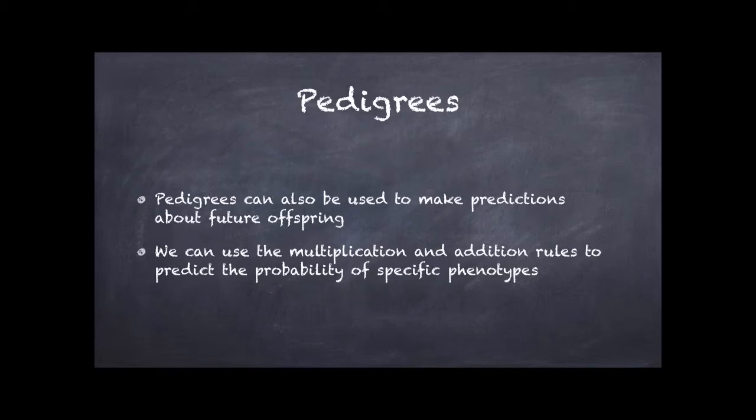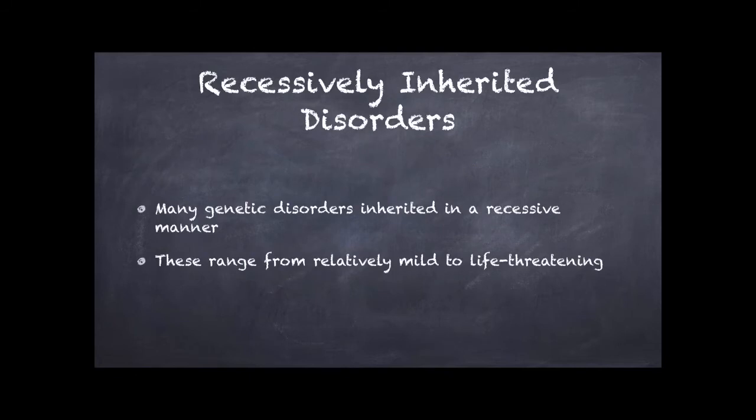You can also use pedigrees to make predictions about what a future offspring would have. You can predict whether they can be a carrier, whether they can actually have this trait, or may not. And this is where the multiplication and addition rule comes in to help predict the specific phenotypes of these offspring. You can see what the chances are that they're going to have it, and multiply or add them together.